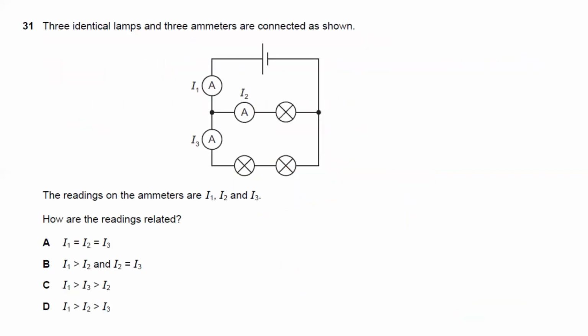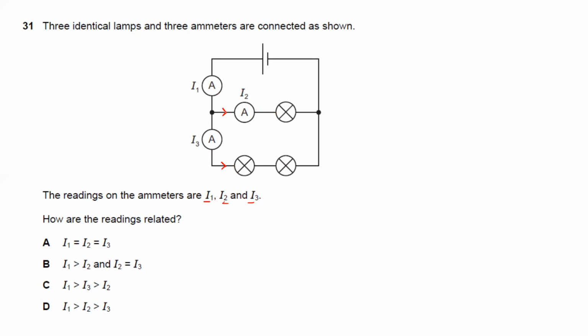Next question, question number 31. It says 3 identical lamps and 3 ammeters are connected as shown. The readings on the ammeters are I1, I2, and I3. Ammeter I1 measures the current that is going through this. I3 measures the current that is going into this. What are the readings, how are these readings related?